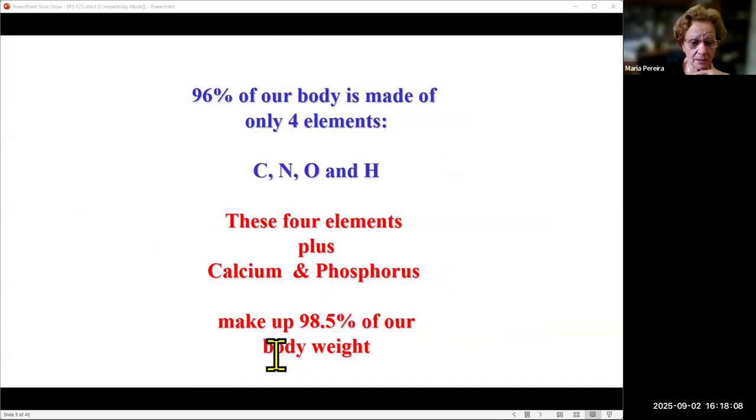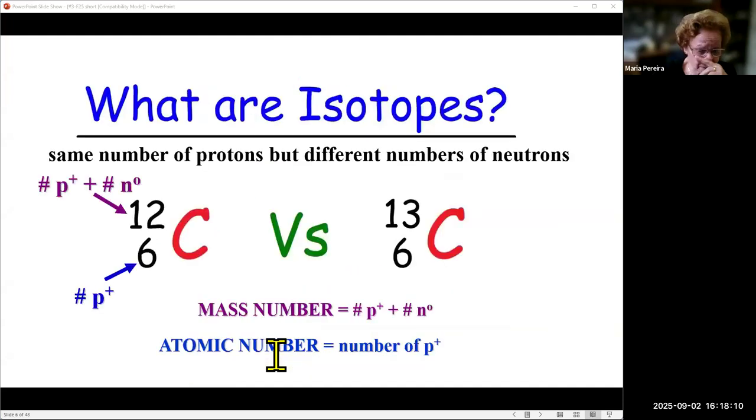Okay, now when we talk about isotopes, isotopes are 2 atoms that contain the same number of protons. So let's say here carbon. Carbon has 6 protons. That is its identity. It contains 6 protons. But the number of neutrons can vary.